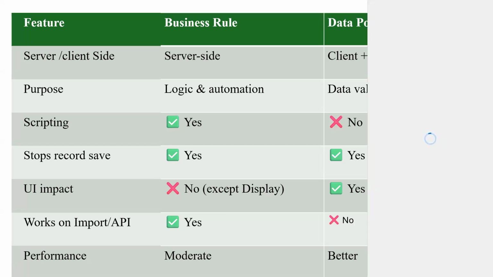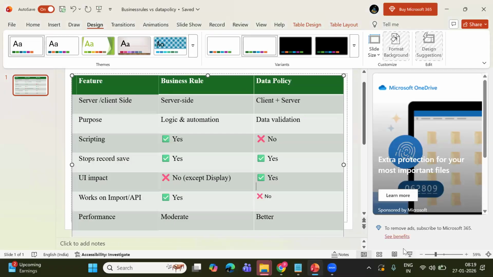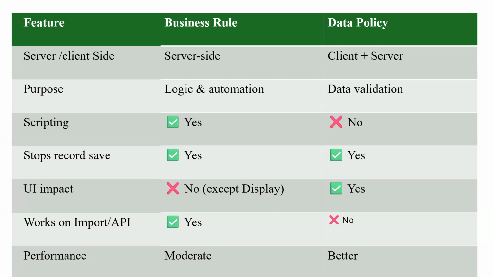The purpose of the business rule is logic and automation. It will handle calculations, updates, and integrations. For example, if priority is high, change SLA automatically. Coming to the data policy, it's used for data validation. It ensures correct data before saving. For example, short description must not be empty. Because of the data policy, we can make the short description mandatory.